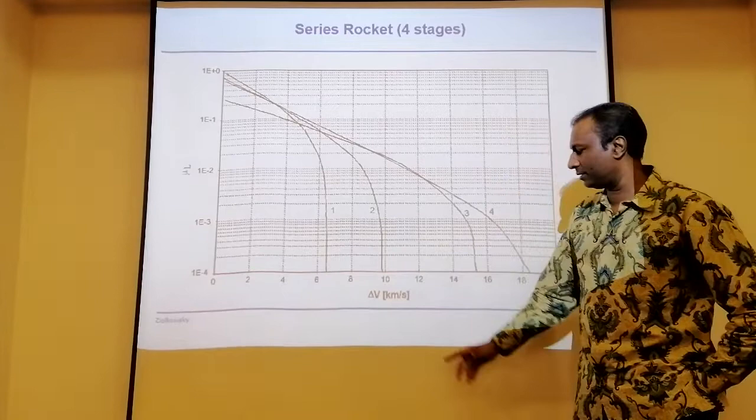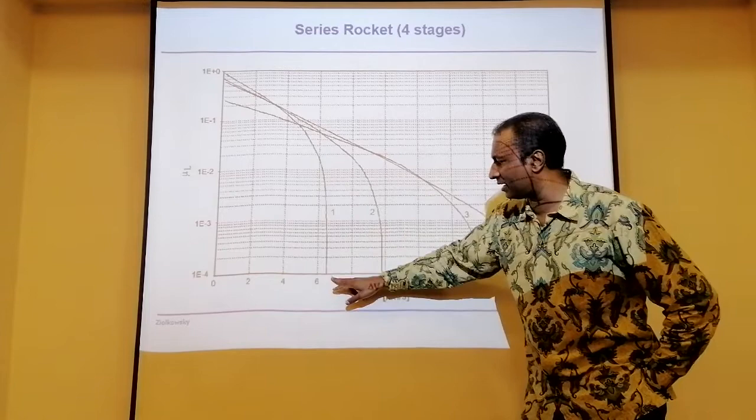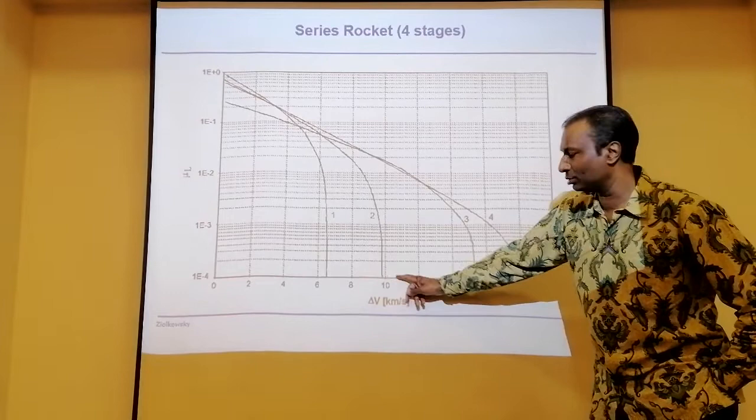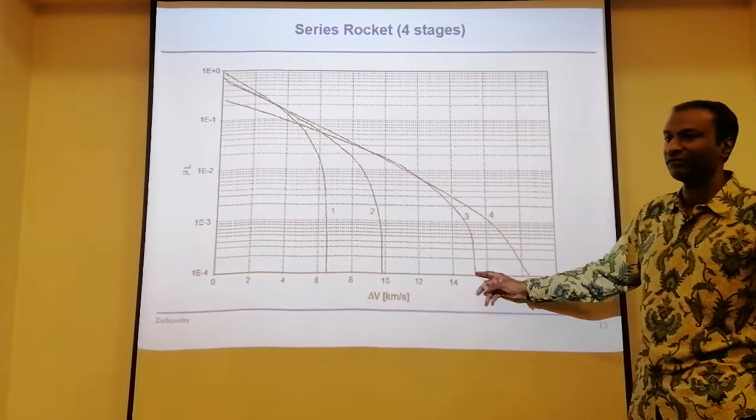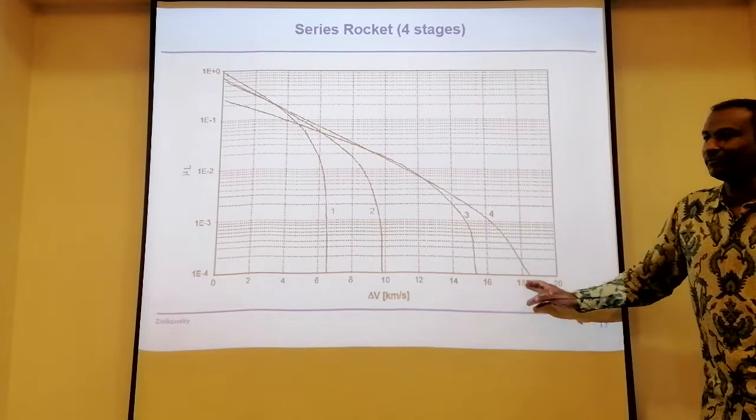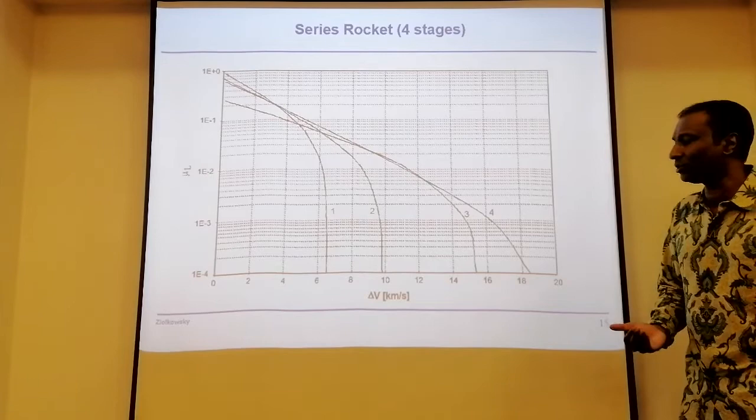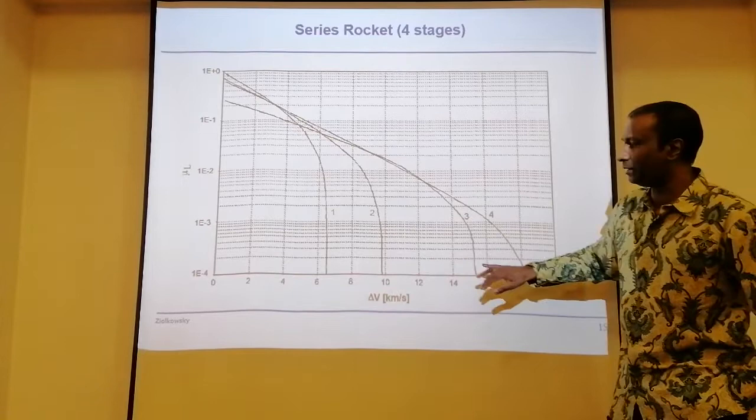So stage 1 delta V would be somehow or other 6 kilometers per second. Then stage 2, 10 kilometers per second. Finish stage 2, then stage 3, almost 15 kilometers per second. Final stage, about 18 kilometers per second. Now, remember why stage 1 is slower: because it's carrying all the other stages. So that explains why, when you go higher and higher, your delta V keeps on increasing.